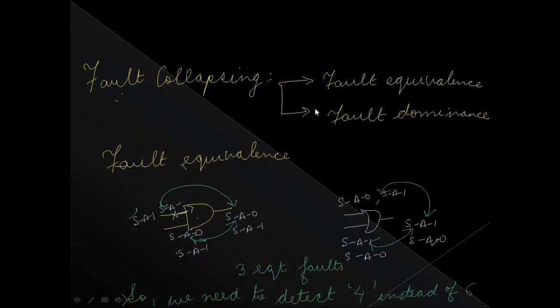We'll start with today's lecture. So we have already talked about fault collapsing. We saw how we could see equivalence between any two faults for simple AND gate and NOR gate. Let's continue with that.